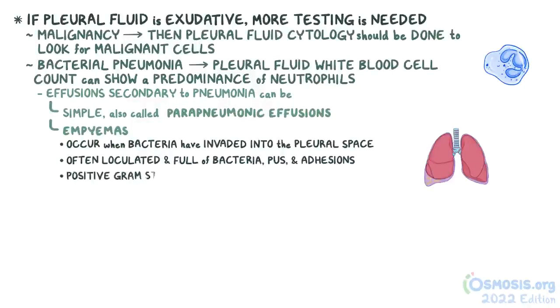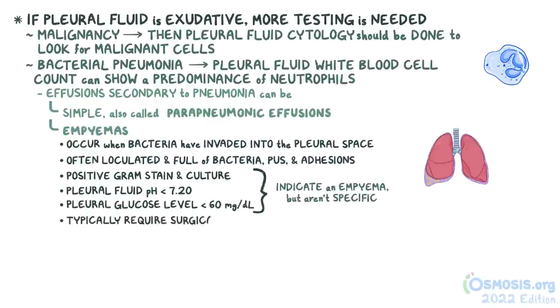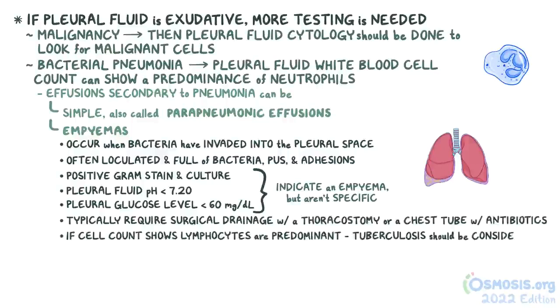A positive gram stain and culture, a pleural fluid pH of less than 7.2, or a pleural glucose level below 60 milligrams per deciliter can also indicate an empyema, but they're not specific. Alright, now empyemas typically require surgical drainage with a thoracostomy or chest tube in addition to antibiotics. If a cell count shows that the lymphocytes are predominant, then tuberculosis should be considered.